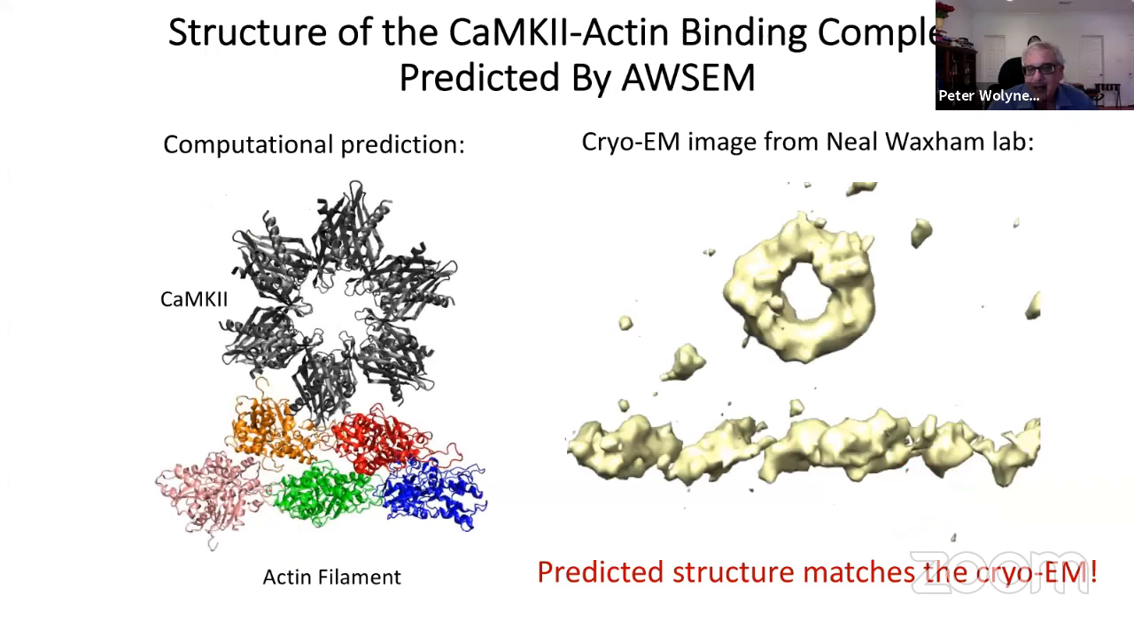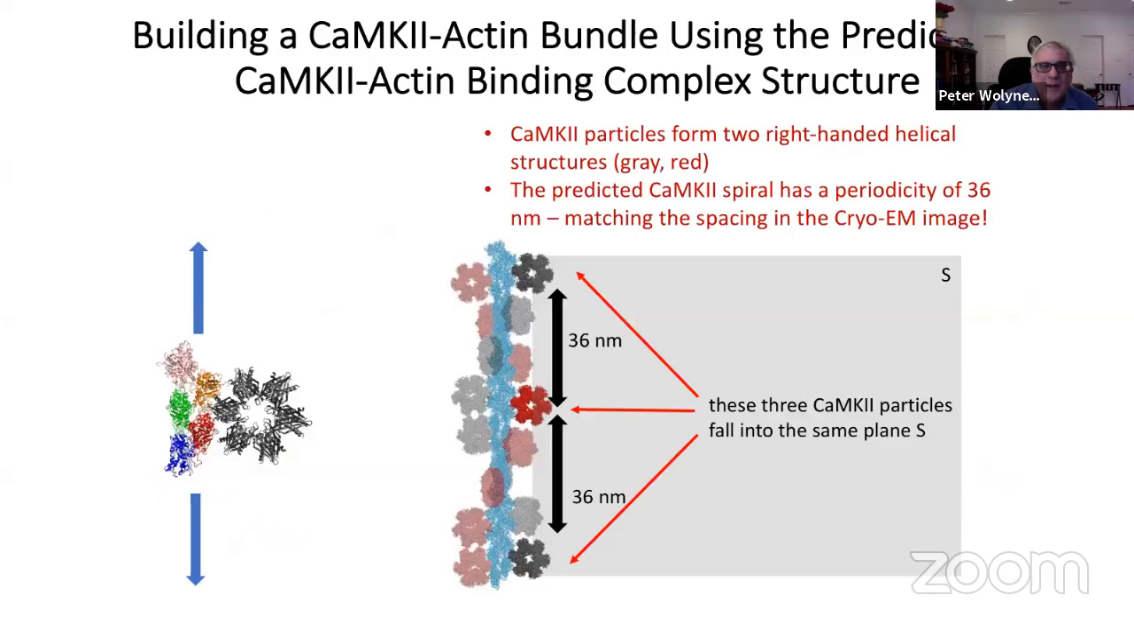And one of the key ingredients of this structure is that there's a kind of angle between the hub and the actin. It's a small angle of 5 to 10 degrees. And it reasonably matches up with the cryo-EM. This is obviously not atomic resolution cryo-EM that I'm showing you though.